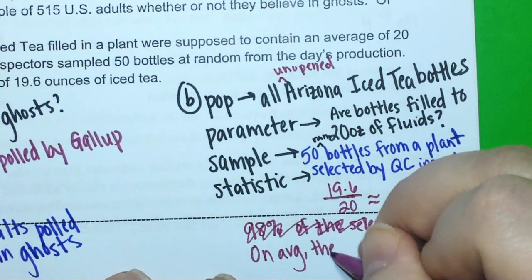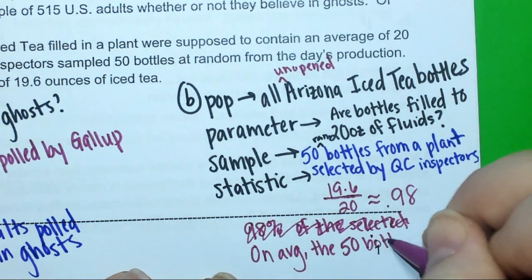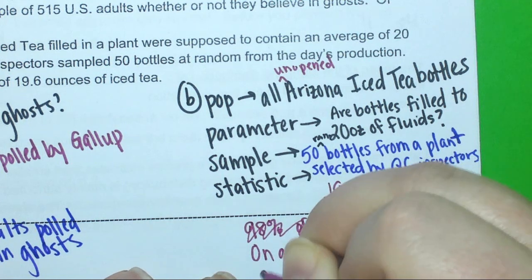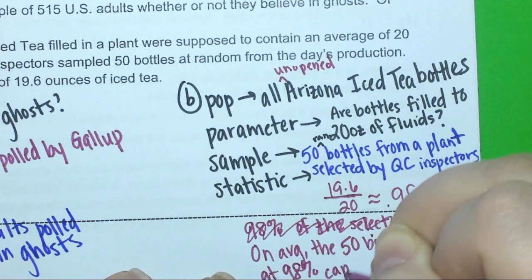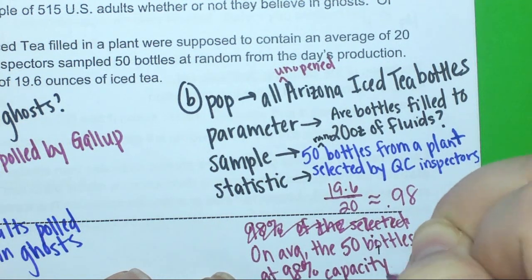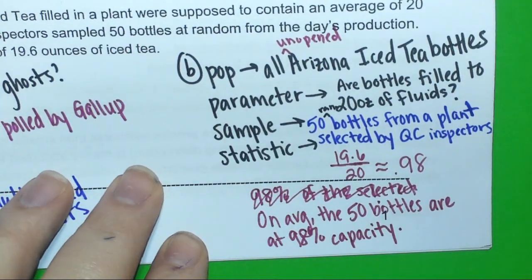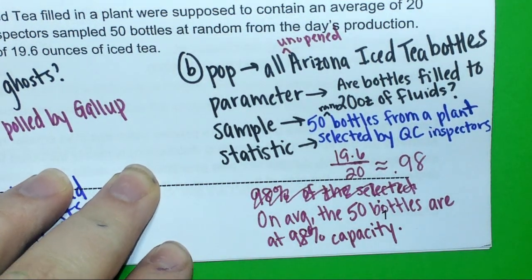The 50 bottles are at 98% capacity. I don't think I worded that well, but that's okay. The average, I think that's better. I was just trying to reference back to that sample and not all Arizona tea bottles.